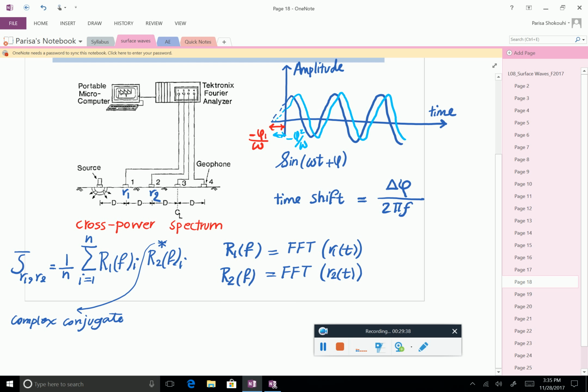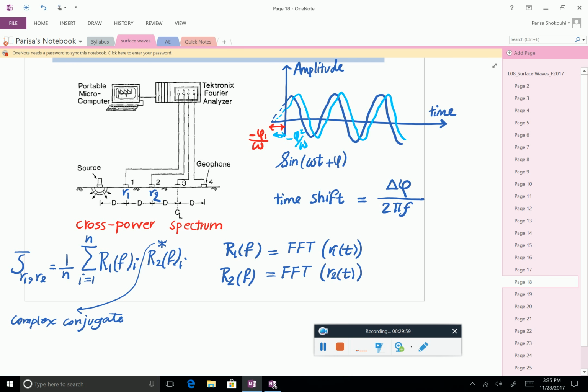And the phase of the cross power spectrum is actually the difference of the phase between the two FFTs. So instead of doing it manually, you can use this function. But I hope that the procedure is clear to everyone, why we do that. Is it clear?